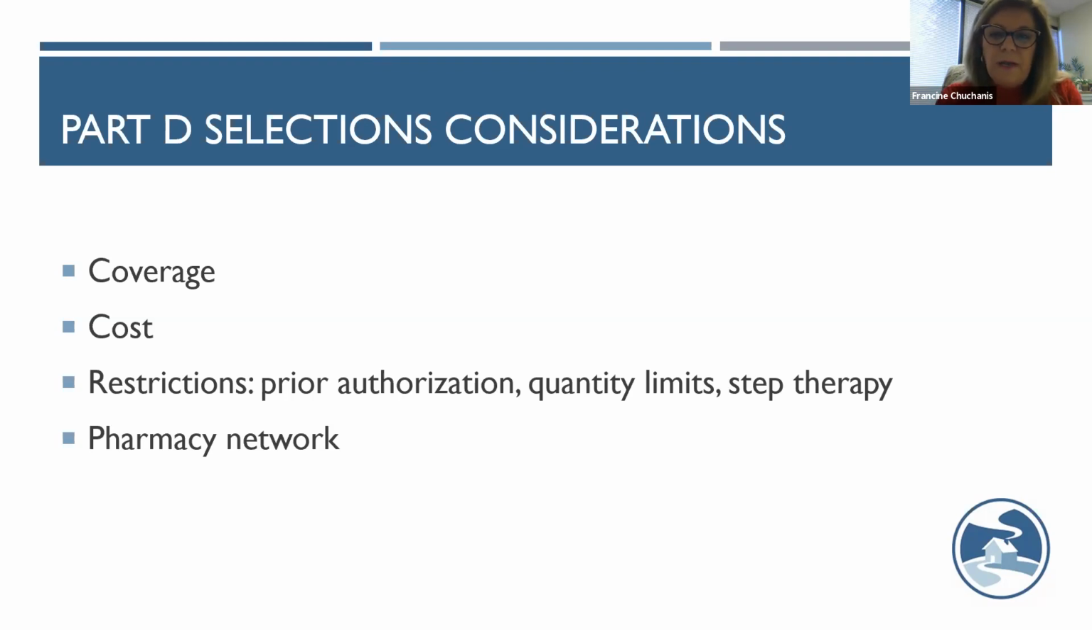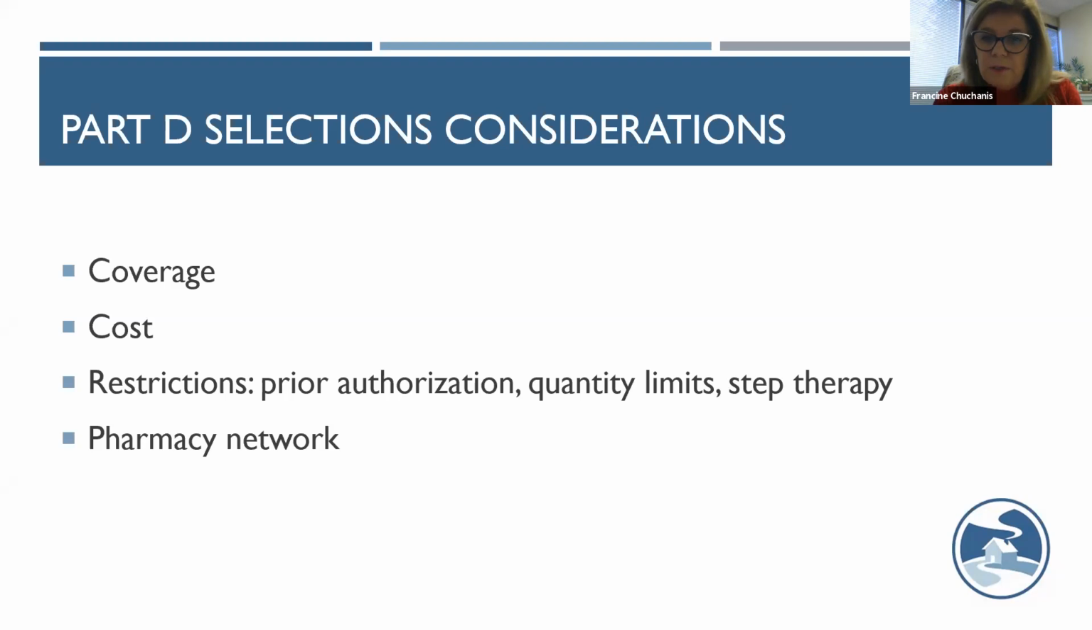You also want to look at whether there are restrictions on the prescriptions you take. And those restrictions can include needing prior authorization, or quantity limits, or step therapy. And step therapy is when a plan requires you to use a cheaper drug before they'll approve a more expensive drug. Now, if a person has already tried other medications and they have not worked and they need a more expensive drug, your physician can do an appeal to the plan to help you get the drug you need.